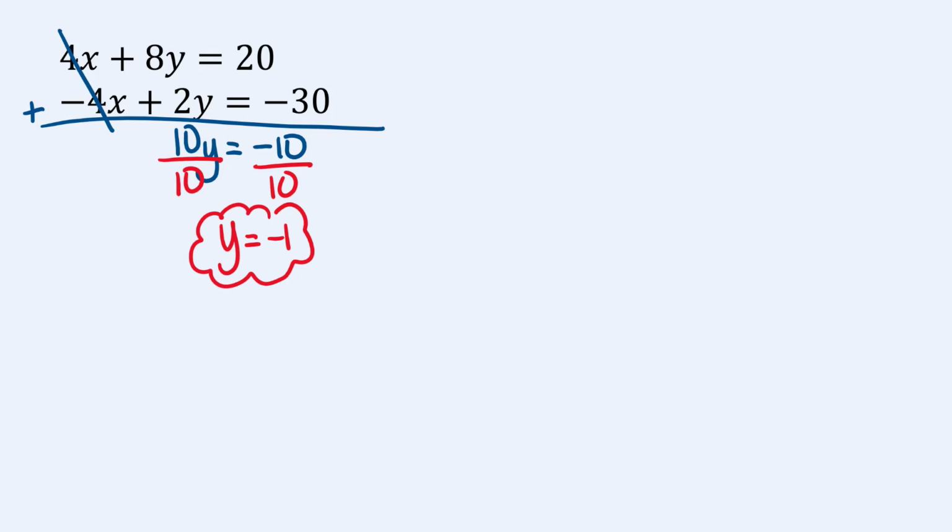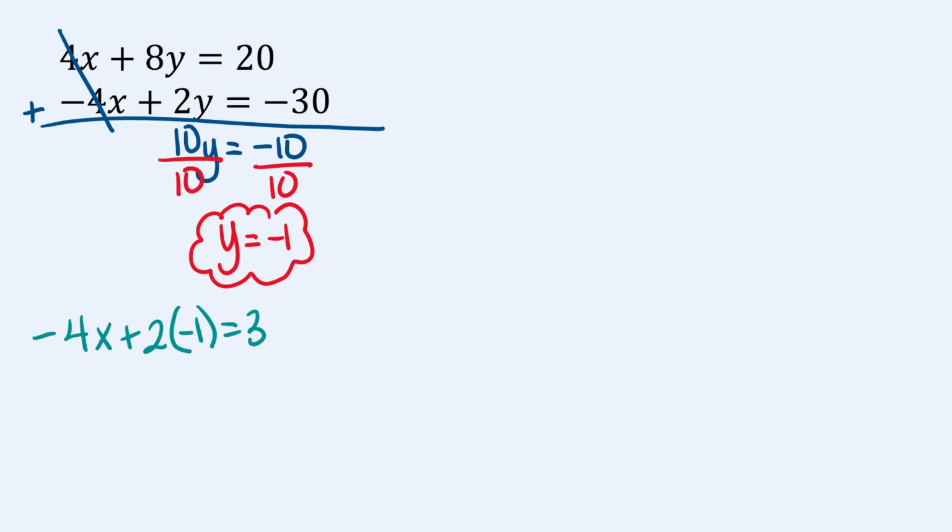Again, we need to solve for x. We can plug into either one of these. It's completely your choice. For sake of showing you that it doesn't matter which one, in the last two examples, I plugged it into the first. I'm going to plug it into the bottom one this time. So this time I'm going to say negative 4x plus 2 times negative 1 equals negative 30.